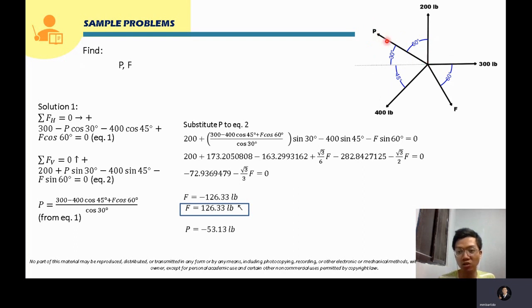Okay, so its direction should be opposite, no? So it should be directed this way. So it should be directed downward to the right. So our P is 53.13 pound downward to the right. So this should be the values of P and F. So this will now be the answers for these problems.